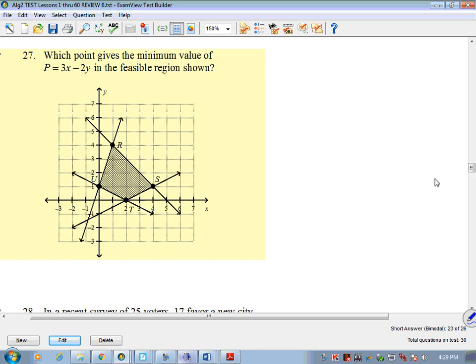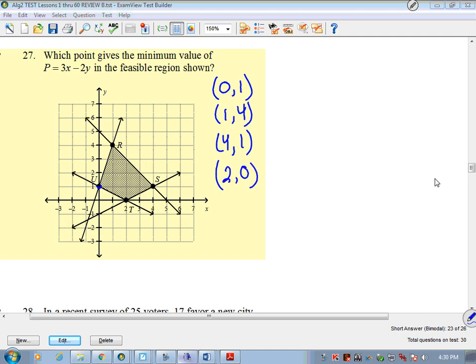Hopefully this one goes better than the other. The first thing I'm going to do here, because they're looking for the minimum, the feasible regions are these coordinates. So let's go ahead and make a list of coordinates. U is at 0, 1. R is at 1, 4. S is at 4, 1. And T is at 2, 0.